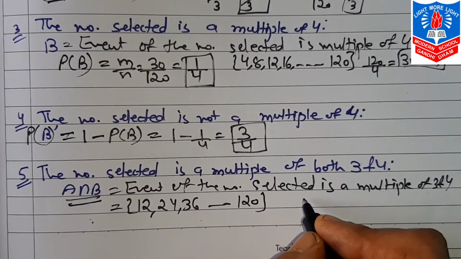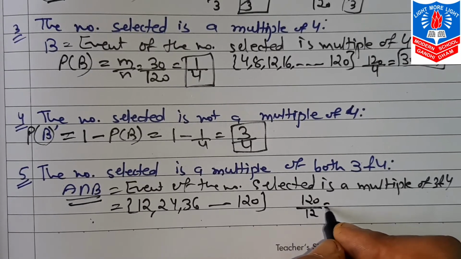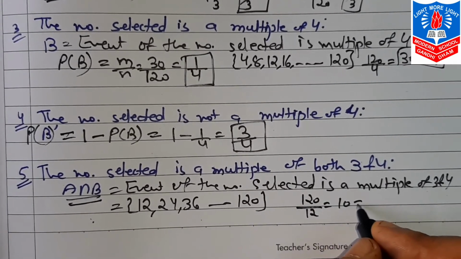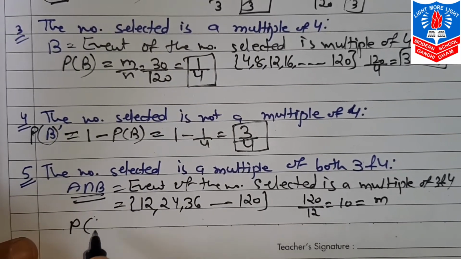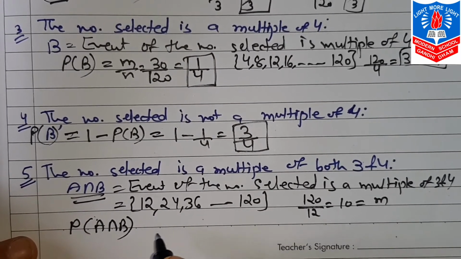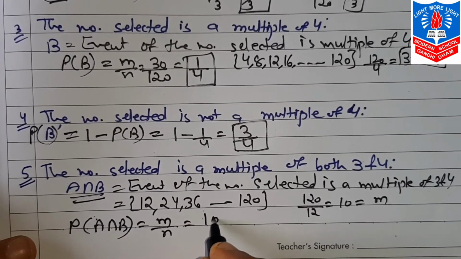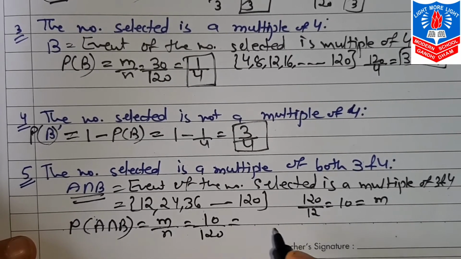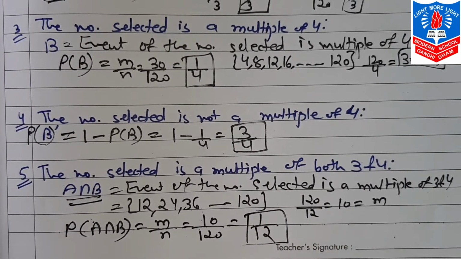And how many will these be? Again, 120 divided by 12 comes to 10. So here m will be 10. So if we find the probability of A intersection B, that will be m upon n, which is 10 by 120, and the final answer will be 1 by 12.